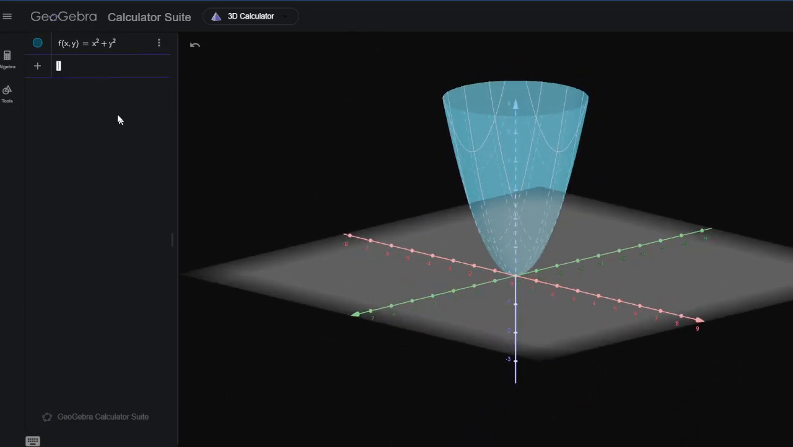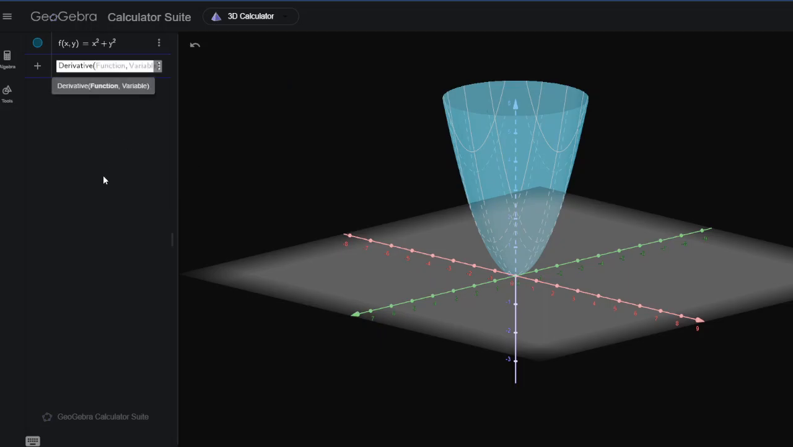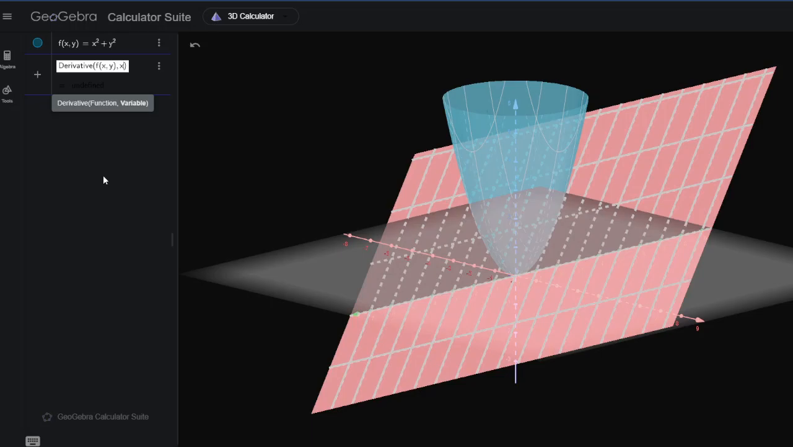So if we want to look at the derivative now, here we can use the derivative function. You can choose derivative function and then you specify the variables. So since we already defined f of xy, we can just write that in as our function. And then we can specify which variable we want to take the derivative of. And here we're going to say x. And it's equal to 2x, which we already saw.